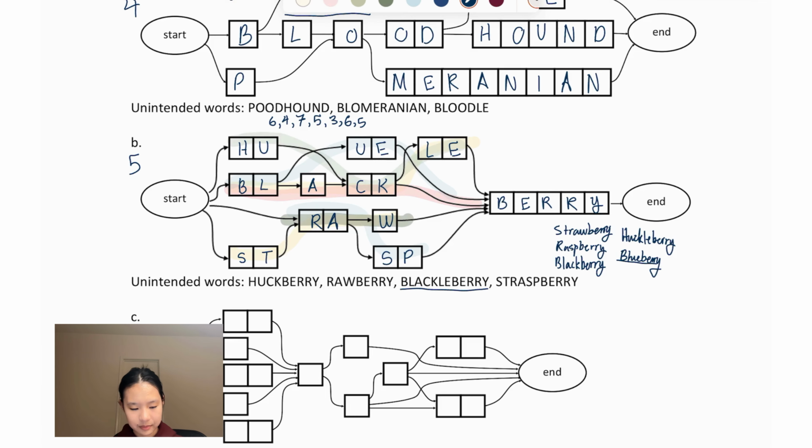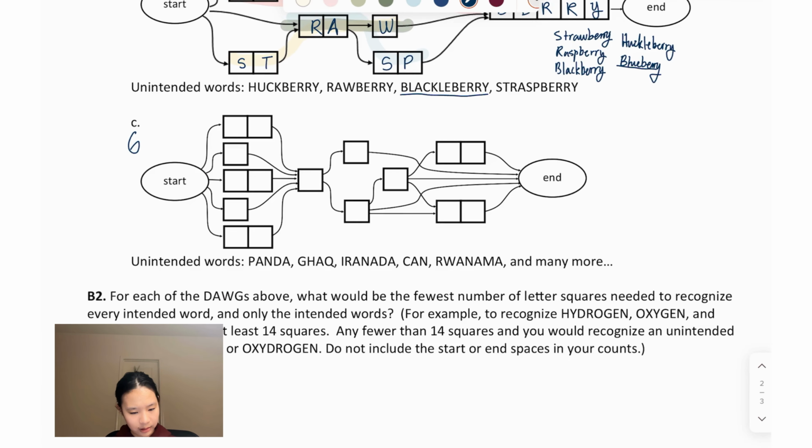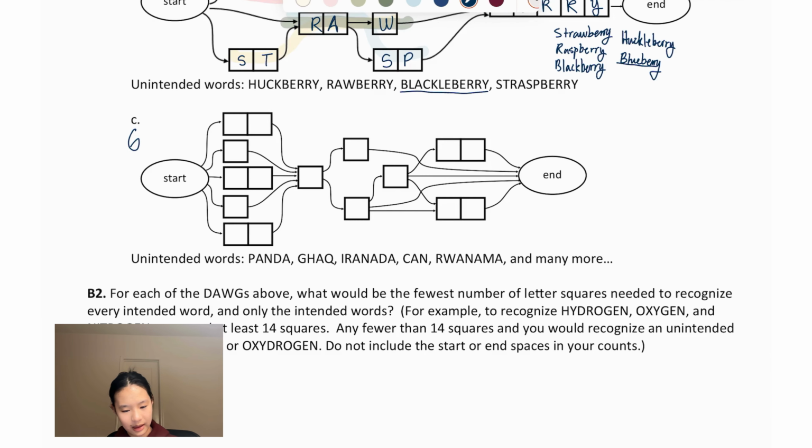And then part C. So the unintended words are Panda, Ghahak, Iranada, Can, Rwanda. So this is going to be country names. And some of the ones I've found from looking at this is probably going to be Panama, Ghana, Iran, Canada, and Rwanda. And the last one is going to be Iraq.